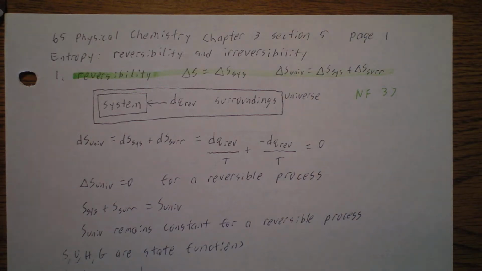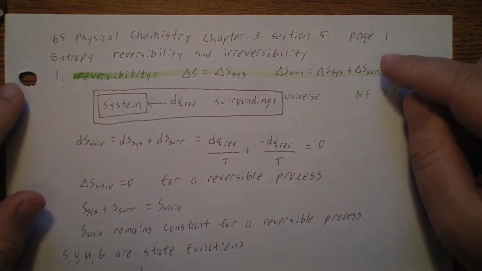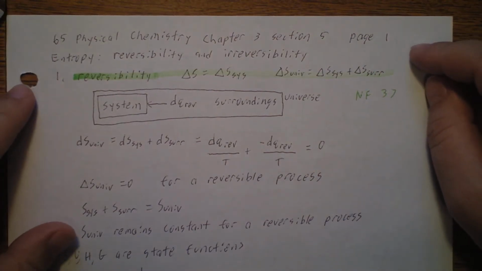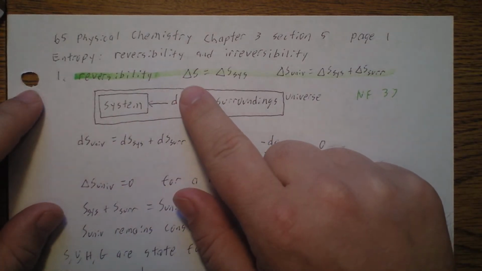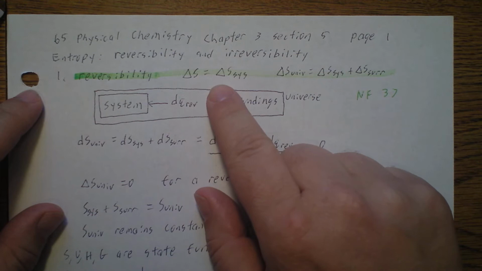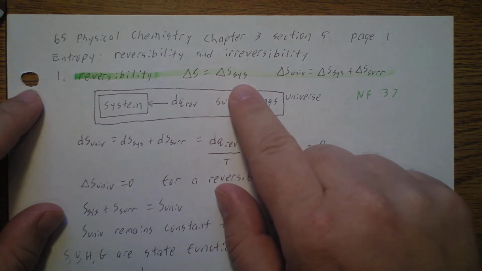Continuing on Physical Chemistry, Chapter 3, we're beginning Section 5 now. We're going to be talking about entropy as it pertains to reversibility and irreversibility. Now first, let's talk about reversibility. Then the change in entropy is just the change in entropy of the system.